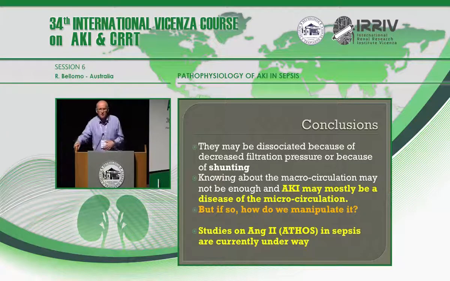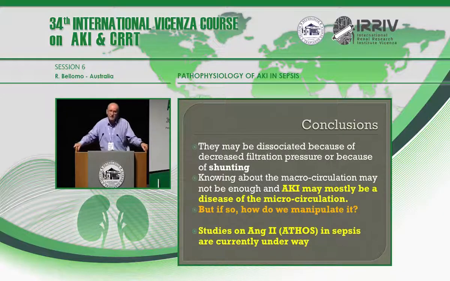If it is a disease of the microcirculation, can we manipulate it at all? And the answer is maybe. Maybe we can manipulate it. In human beings, what we've seen with angiotensin II in the sheep, and Dr. Chawla would know this very well, who's the principal investigator of a very exciting study, which is international and multicenter, of angiotensin II in septic shock, to see whether these experimental findings apply to human beings as well.